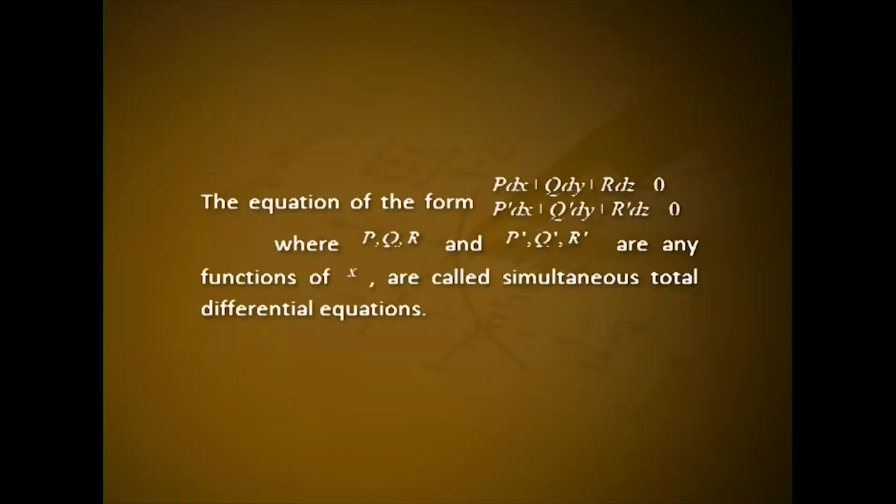For polar curves given by f of r, theta, c is equal to 0, first find the differential equation by eliminating c. Let it be f of r, theta, dr by d theta is equal to 0. Replace dr by d theta by minus r square d theta by dr and solve it. The equation of the form p dx plus q dy plus r dz is equal to 0 and p dash dx plus q dash dy plus r dash dz is equal to 0, where p, q, r and p dash, q dash, r dash are any functions of x, are called simultaneous total differential equations.